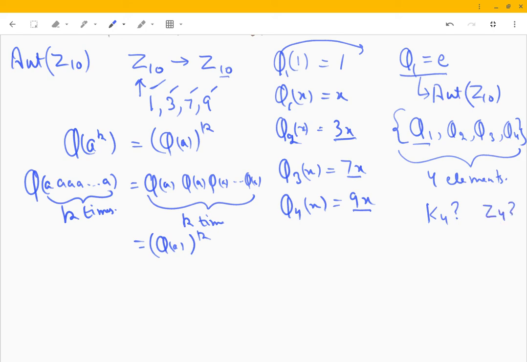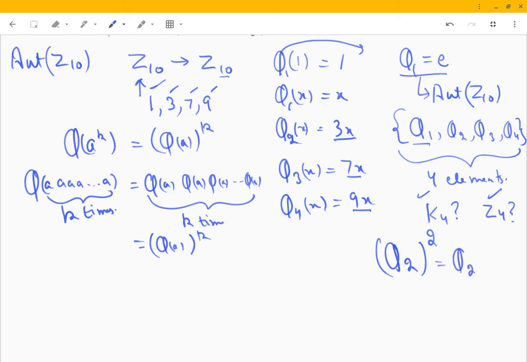K4 or Z4? And how do we find it? Well, if there is an element of order 4 in this group, then it will be Z4. And if all 3 have order 2, then it will be K4, right? And how do we find it? Well, we just operate the element on itself to check what its order is. For this, we need to find the order of the element, right? So phi 2 operated on phi 2.